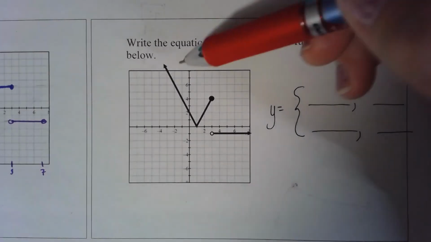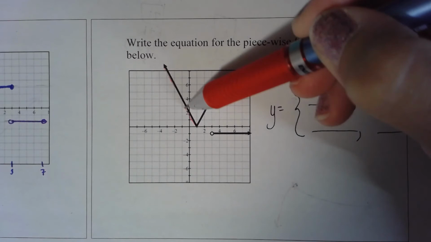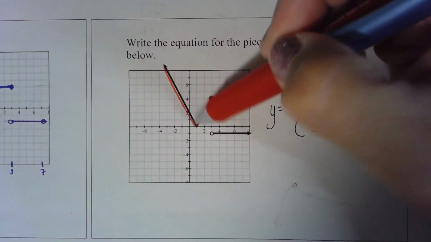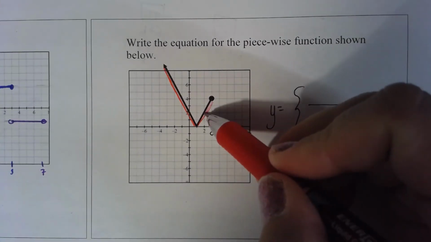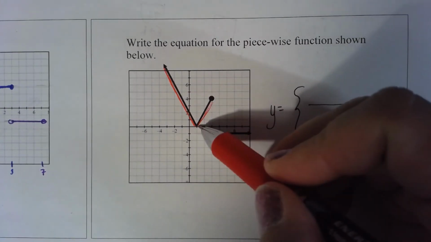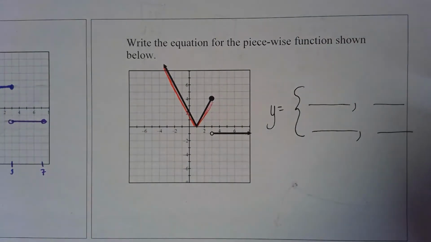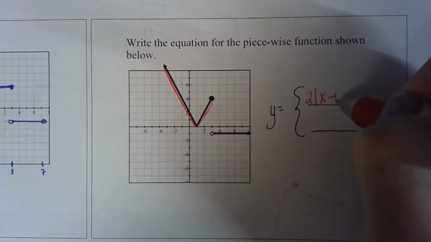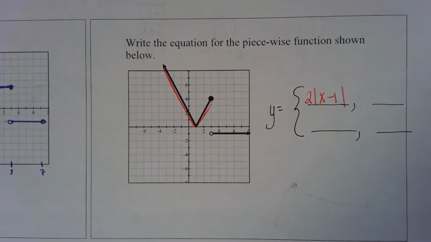Okay, so I saw this as the absolute value graph. Pretty much very similar to our warm-up question, right? Look at the slope on either side is 2 or -2. Looks like it's been moved to the right one. So I have the 2 out in front, and then I have my absolute value of x minus 1.